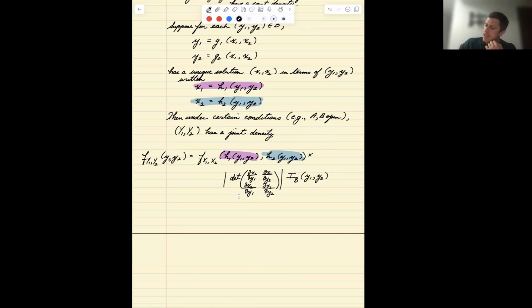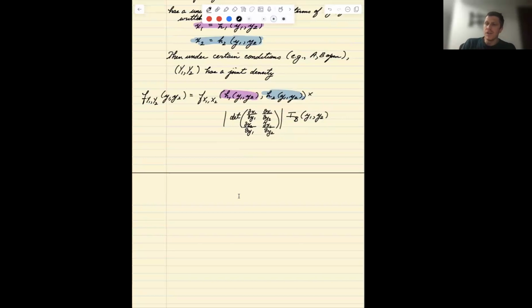So this was like 1 over the derivative of g, or the derivative of h in the previous case. This is now going to look a little different here. The determinant, this is called the Jacobian. Usually write it as J of x1, x2, the Jacobian of h.